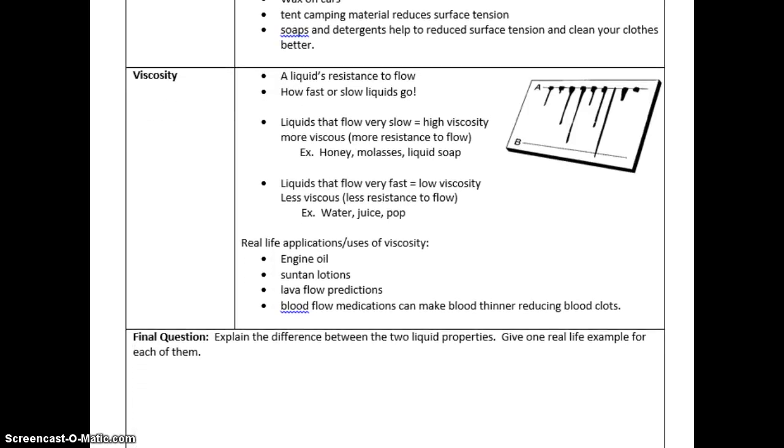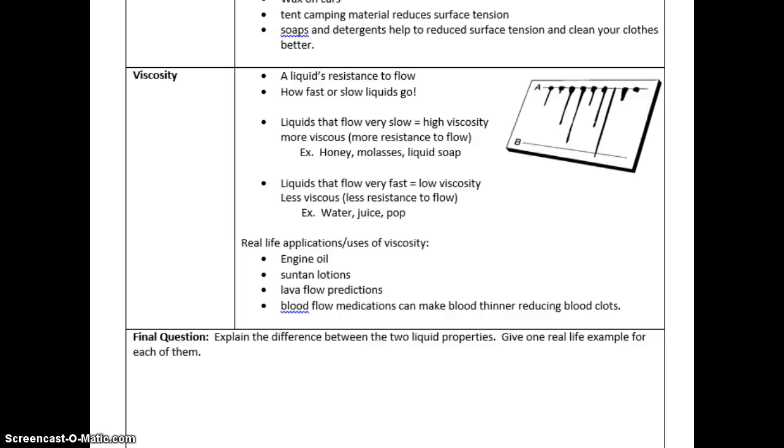Now let's talk about viscosity. Viscosity is defined as a liquid's resistance to flow. Basically, in a 6th grade definition, it's how fast or slow liquids go. So liquids that flow very slow are liquids that would normally have a high viscosity. We say that they're more viscous. More viscous means they have more resistance to flow. They don't want to flow very easily. They want to resist moving. Therefore, they're going to go very, very slow. Examples of liquids that are very viscous or have high viscosity would be honey, molasses, liquid soap.